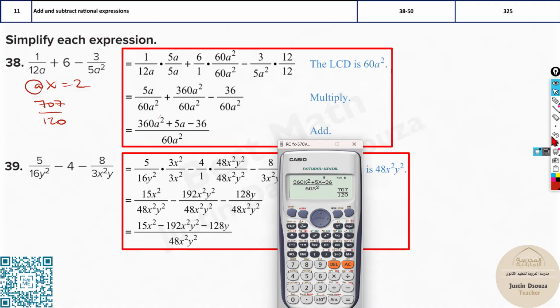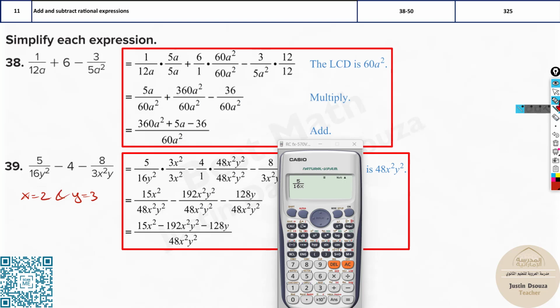You can see x and y are there, right? How would you solve this? Again, straightforward. 5 divided by 16. It's just that you need to assume two variables now. I will take x to be say 2 and y is equal to 3. You can take 1.5, 2.5, anything. But it's better to take whole numbers. It's easy to type it out.